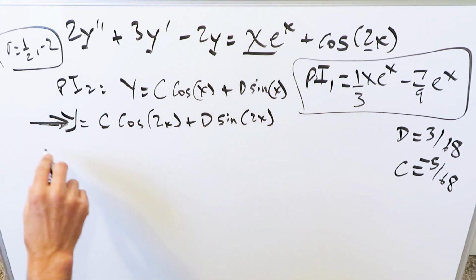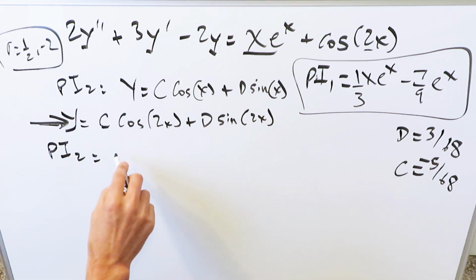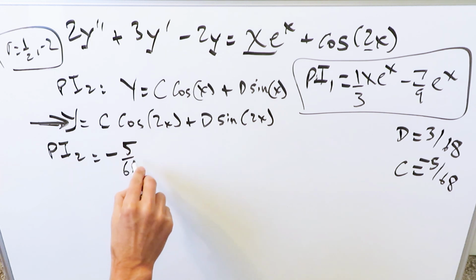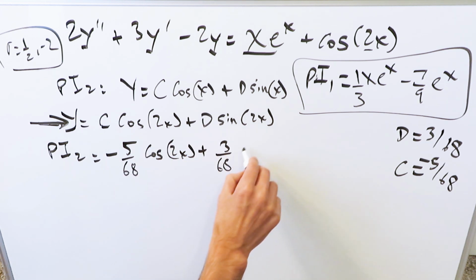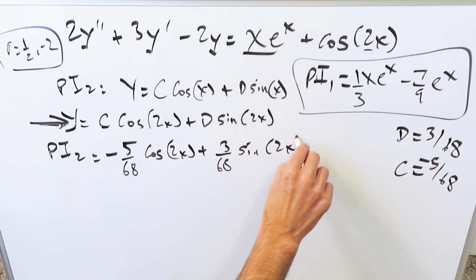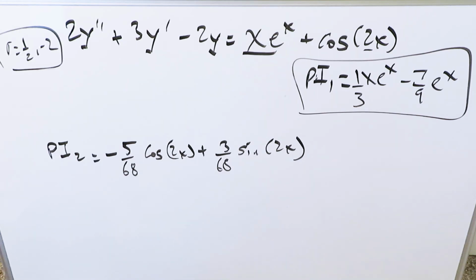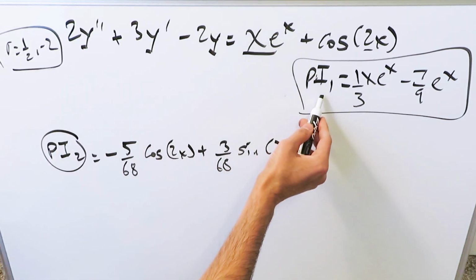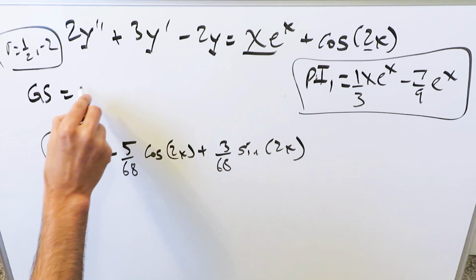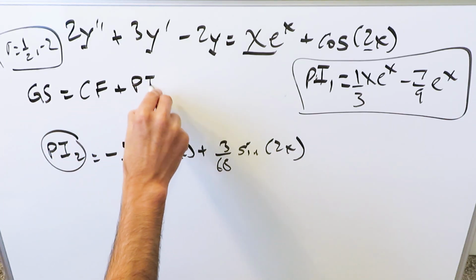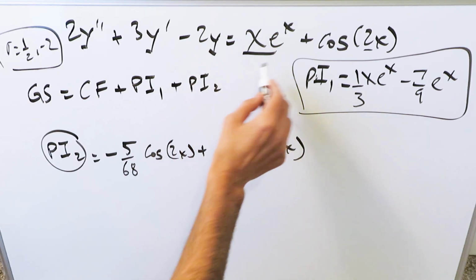My particular integral number 2 right here is equal to, in this form right here, I have a c and a d. I have a minus 5 over 68 cosine 2x plus d, 3 over 68 sine 2x. Now we have everything to publish our answer. Everything has been cleaned out for you. We have our particular integral 2, we have particular integral 1, we have the items for our complementary function. Our general solution here is equal to a complementary function plus particular integral 1 to correspond with that part plus particular integral 2 to correspond with that part.